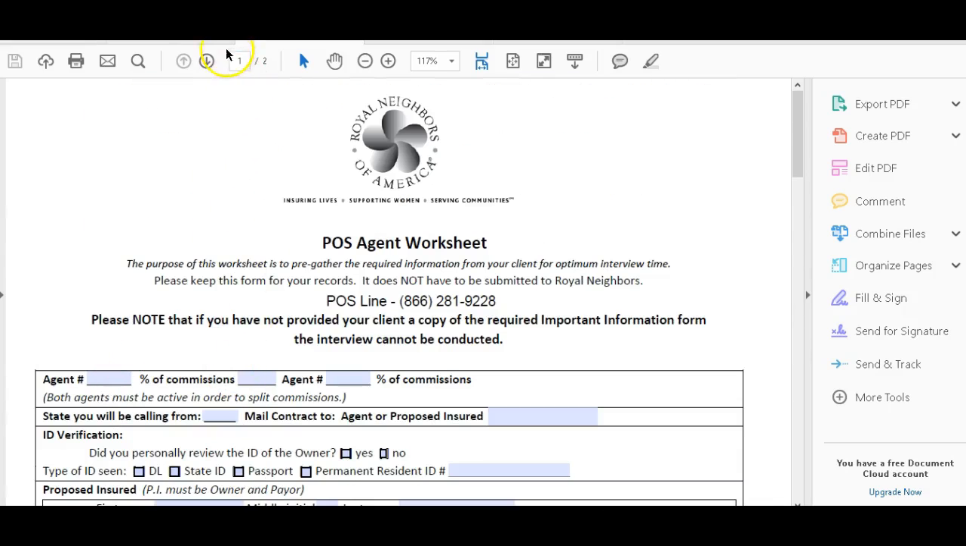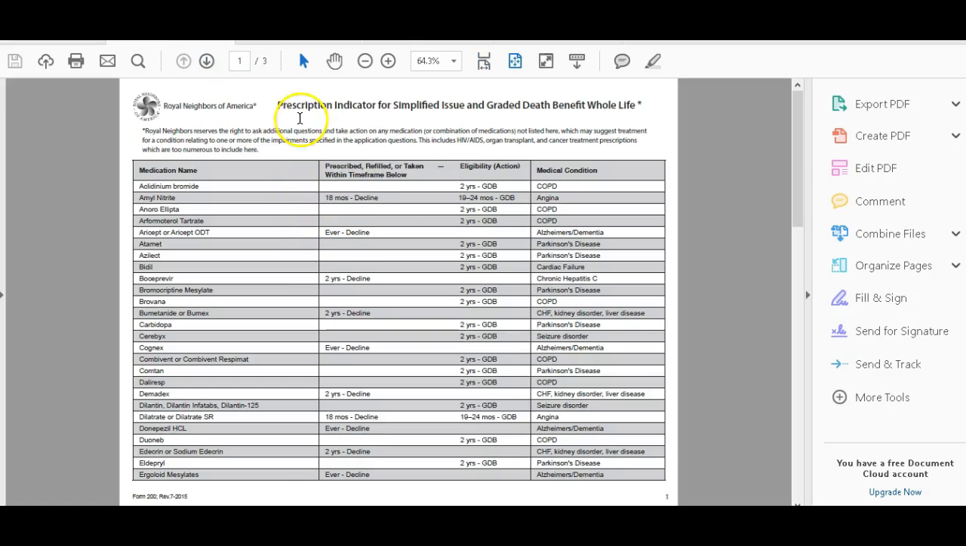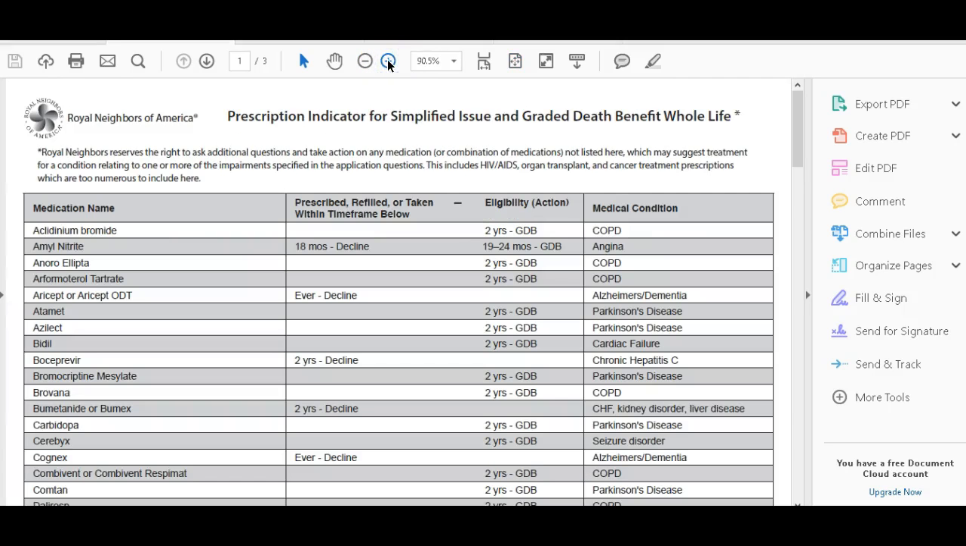Now, when it comes to prescription, one of the things that we have to make sure we do is go through this list. As you're going to notice, it has a medication name here, prescribed or refilled or taken within the time frame below 18 months. Within the last 18 months, it's a decline. Ever on this particular medicine, it's a decline. So pay attention to that. And this right here tells you what they're eligible for.